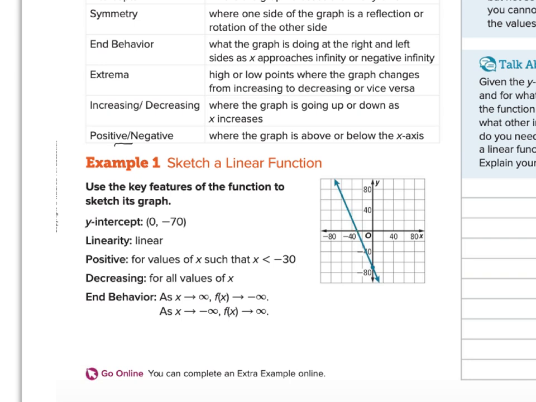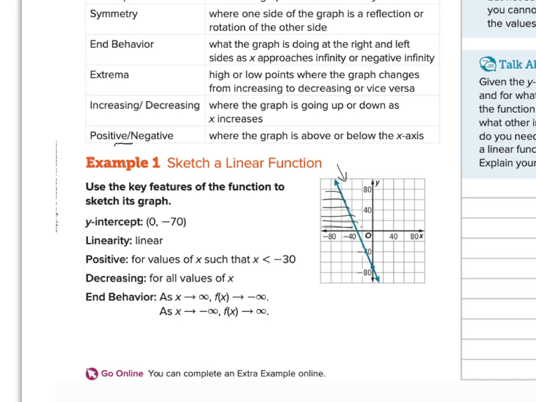in this sense, where am I positive? That is where I have positive values at x is -30 or below, and then I have negative values when x is -30 or greater. So from this point, this direction, I have negative values. Let's see here, it's decreasing for all values of x. So it is the slope, it is decreasing.